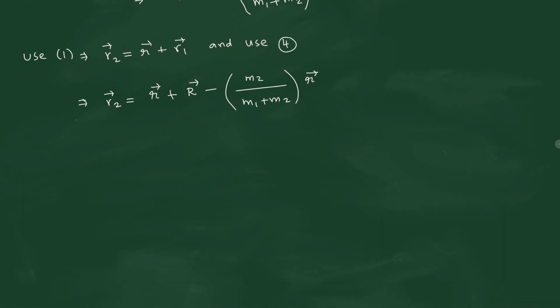So if you simplify this, I will be getting, so let us, these two are common. So let us simplify this. M1 plus M2 minus M2. Okay, M1 plus M2 minus M2. How much is that? It's M1 divided by M1 plus M2. The common term is script R. Then we get a plus, get an R. So that is the required equation.